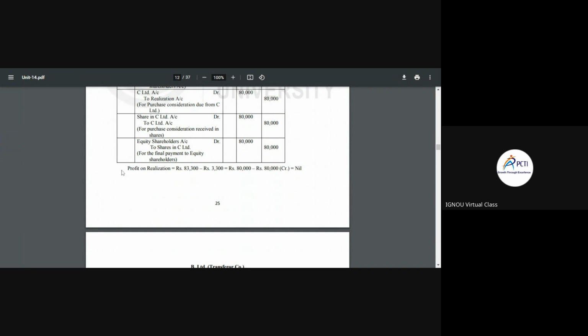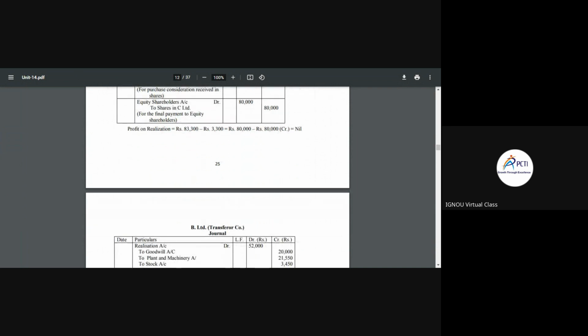So in the last, we will calculate the profit on realization, that will be 83,300, and from that we deduct 3,300. So we get the amount of 80,000, then we deduct the liability from it, that will be 80,000. So at the end, we have no profit and no loss.